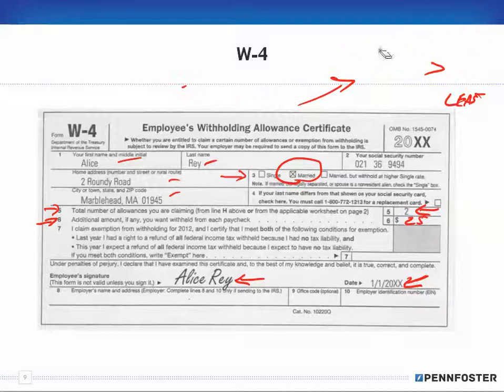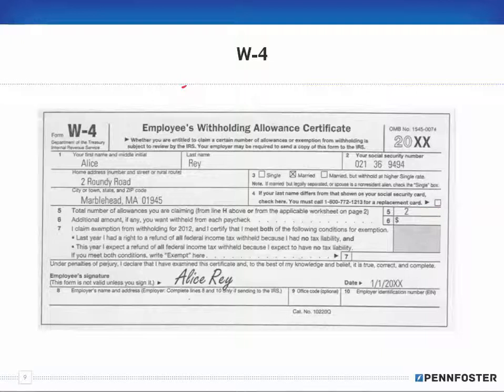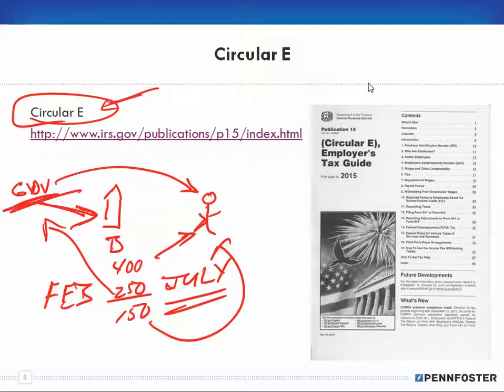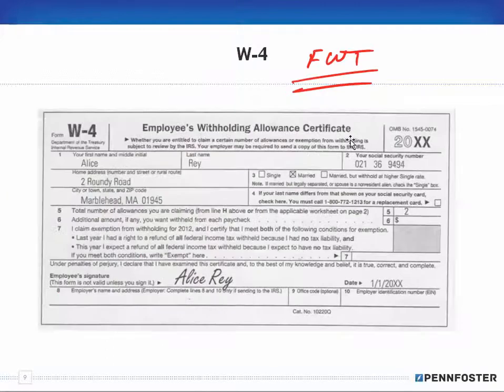Okay, and that tells the bookkeeper, the payroll person, exactly how to structure your federal withholding tax. Remember, this is for federal withholding tax. How to determine, based upon that Circular E, which is sent by the government, on how much to withhold from your paycheck to pay for your federal withholding.